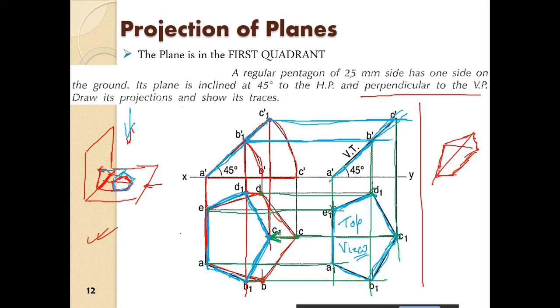And this is the front view projection, which also happens to be the vertical trace. But here in this case, if you want to draw the horizontal trace, it will be here on this line. So this, if you project, so this is the line of intersection of this plane. Okay, so that is the horizontal trace here.